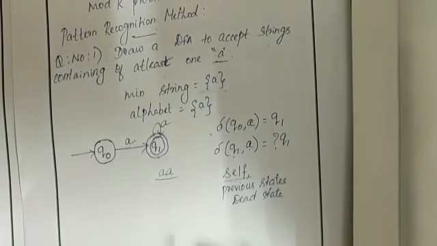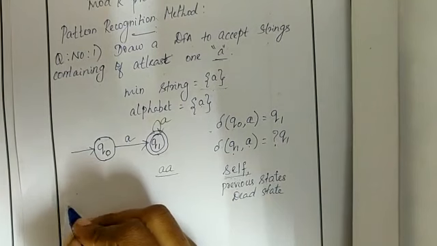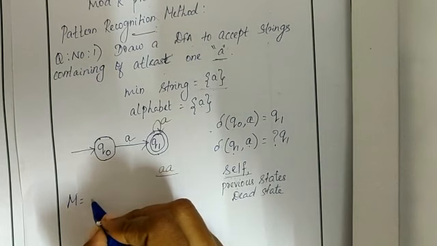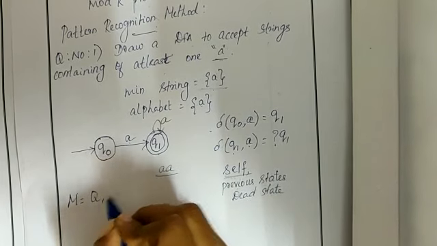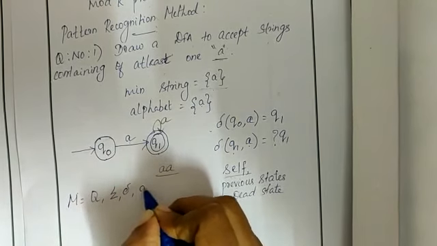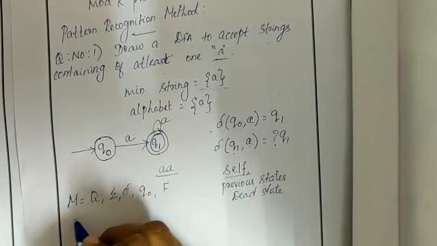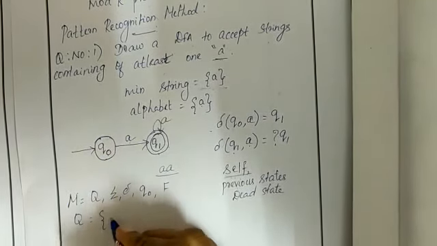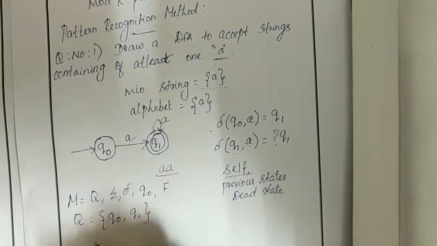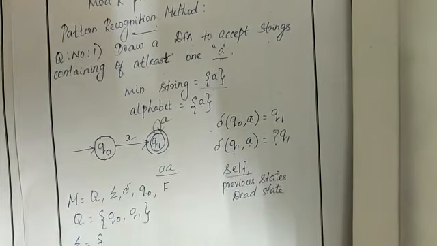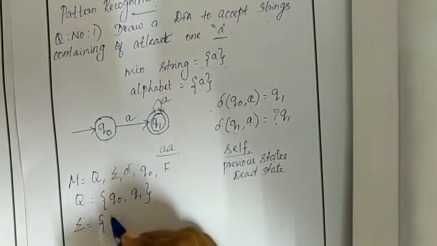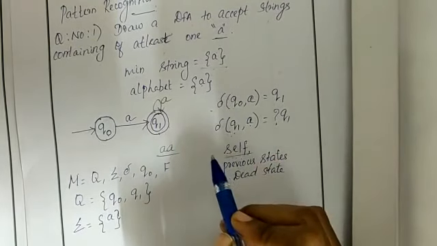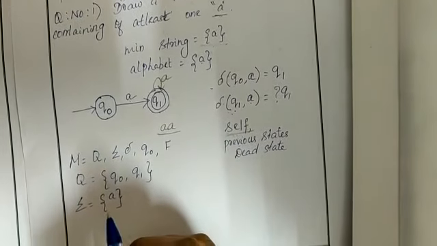Now I have to finish my DFA. You have to write the conclusion. Machine is equal to, you know what a DFA is? It is a 5-tuple machine with Q, sigma, delta, Q0 and F. What is Q? The states in my DFA. How many states do I have? Q0 and Q1. And what is sigma? My alphabet. What is your alphabet here? Only A. And for delta, you have to write these two transitions.